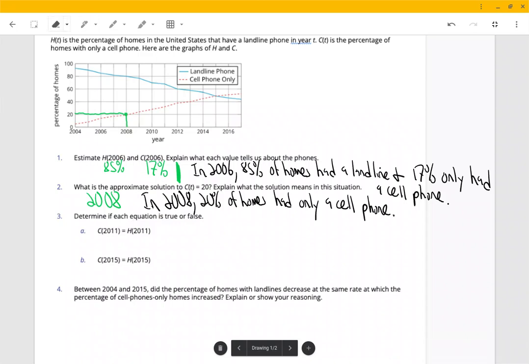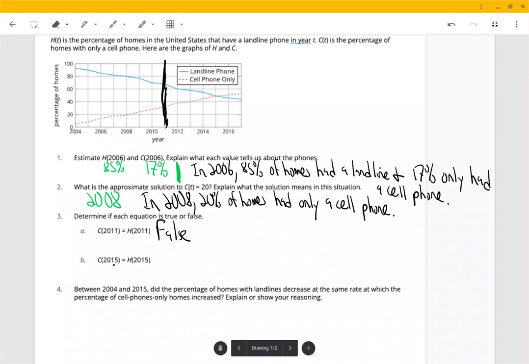Number three, determine if each equation is true or false. So let's see, C of 2011 equals H of 2011. So in other words, are the two functions equal in the year 2011? Clearly not. So this is a false statement.